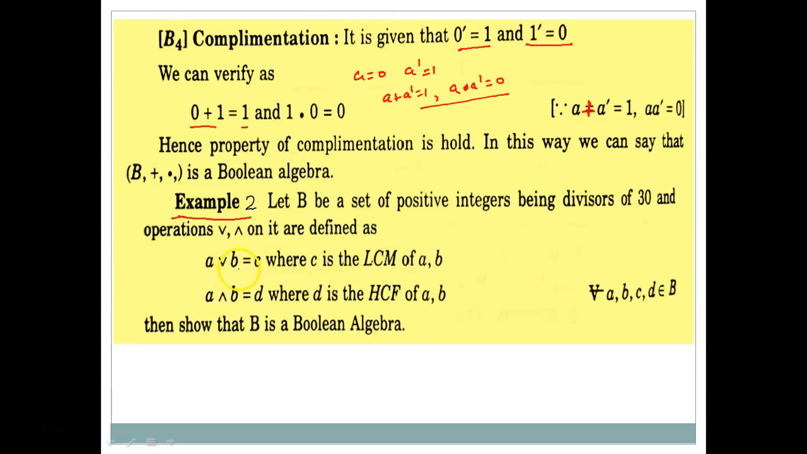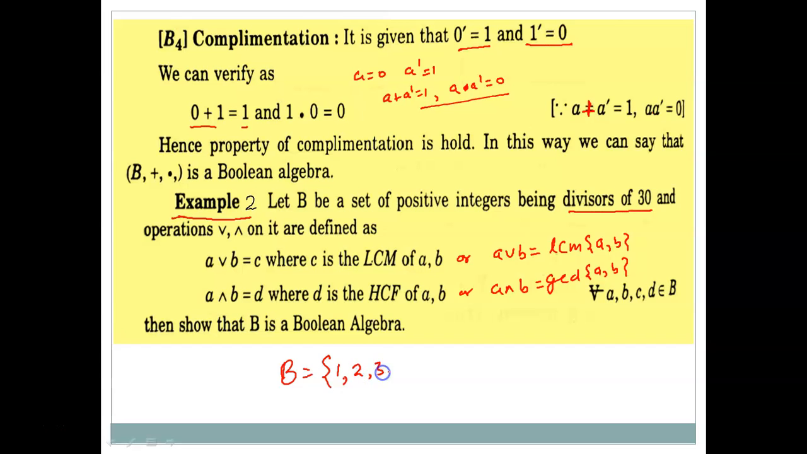A join B means the LCM of A and B. In fact, I can write this in a very simple way that A join B is here LCM of the two elements. You are defining this operation, and you are defining this operation as GCD of two elements. One more operation you define, because here the set is taken as the divisors of 30. In fact, here B is the set containing all divisors of 30.